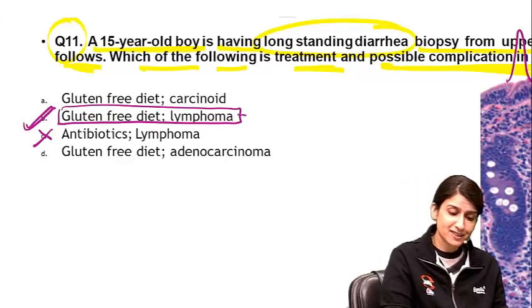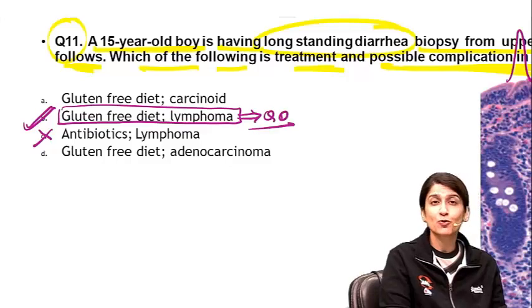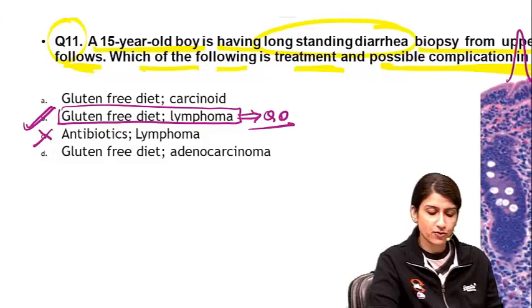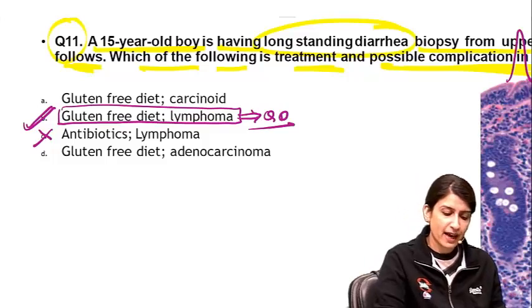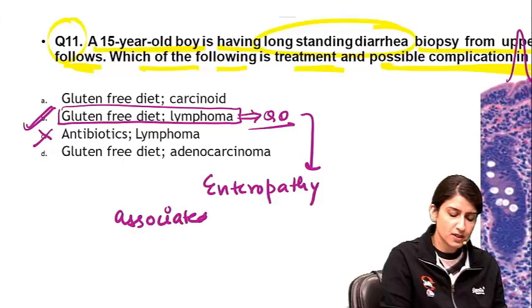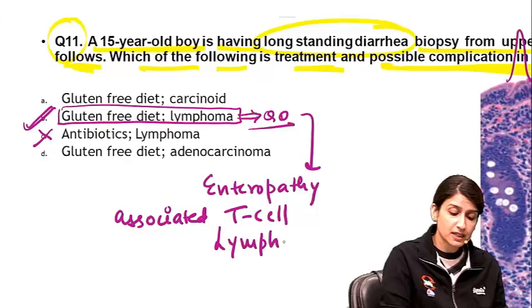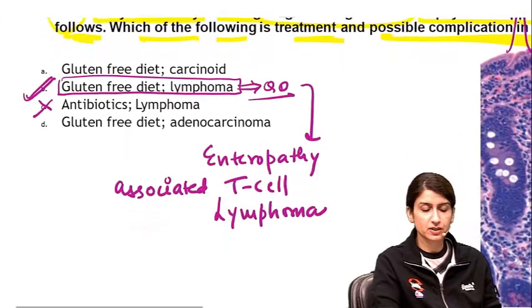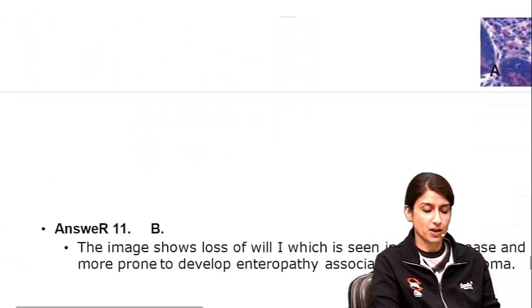But next important question for you, which lymphoma? Is it a B cell lymphoma or a T cell lymphoma? So please remember, they have a risk of developing classically enteropathy associated T cell lymphoma. Enteropathy associated T cell lymphoma, right?